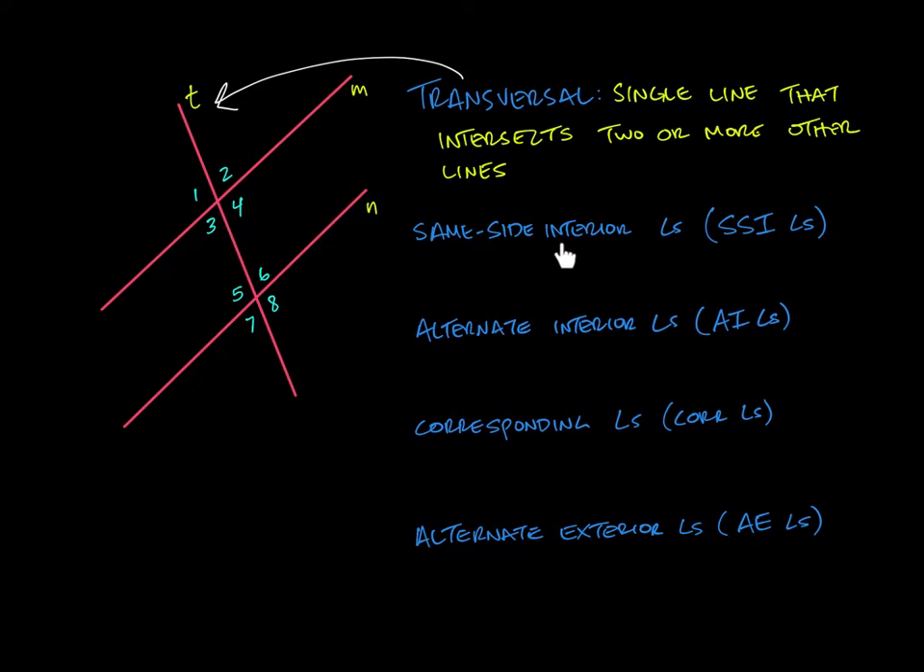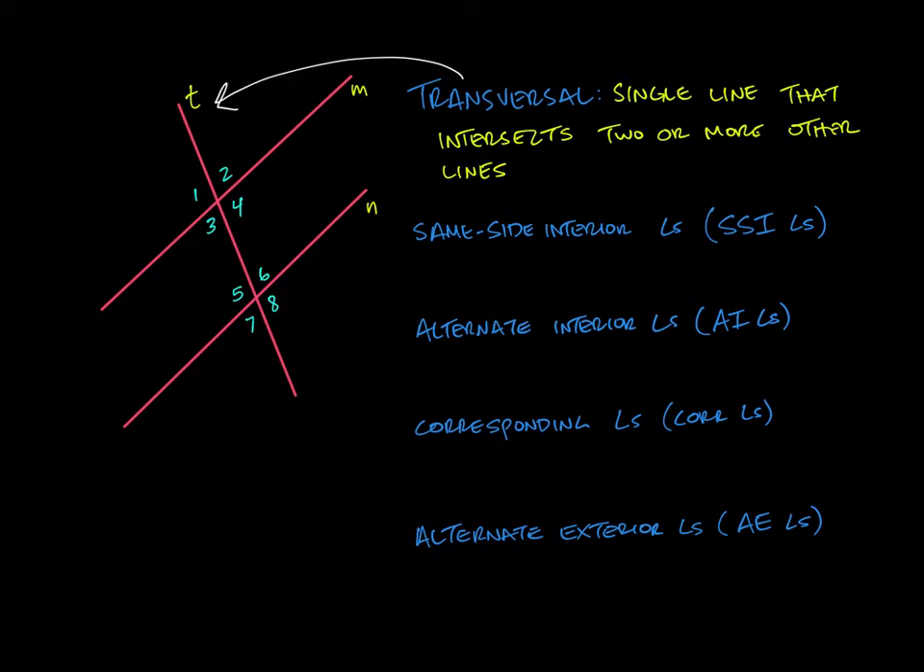Now it also says that they are interior angles. What that refers to is the space that's between lines M and N. So all of this space in here would be considered the interior space, whereas the space that's below line N or above line M, that would be referred to as the exterior space. So you can see we're looking for two angles that are both on the same side of line T and they're in the interior space.